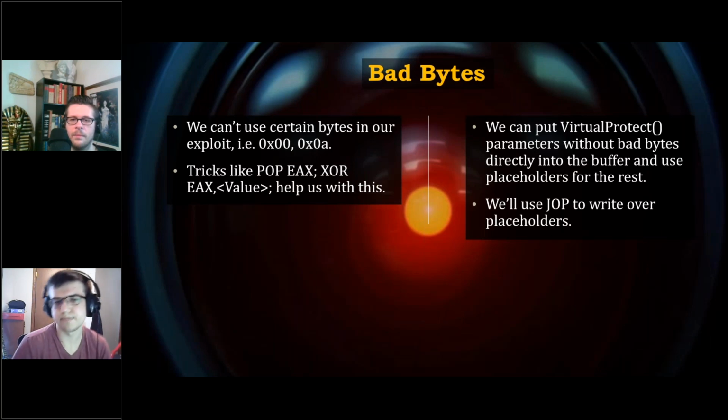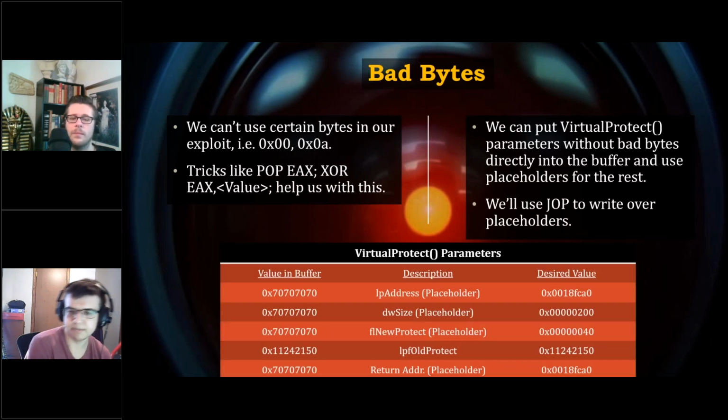Well, we can do some tricks like XORing registers with each other, or adding a large value, or subtracting a large value, or negating something. Being creative is kind of the name of the game with these exploits. But for the parameters that don't have bad bytes in them in our desired value, we're just going to put those directly into our payload, and then we'll use some placeholders for the rest of the parameters. So you can see there we have one parameter that has no null bytes in it, but we have 4 parameters that do have null bytes, so we'll just put in a placeholder there.